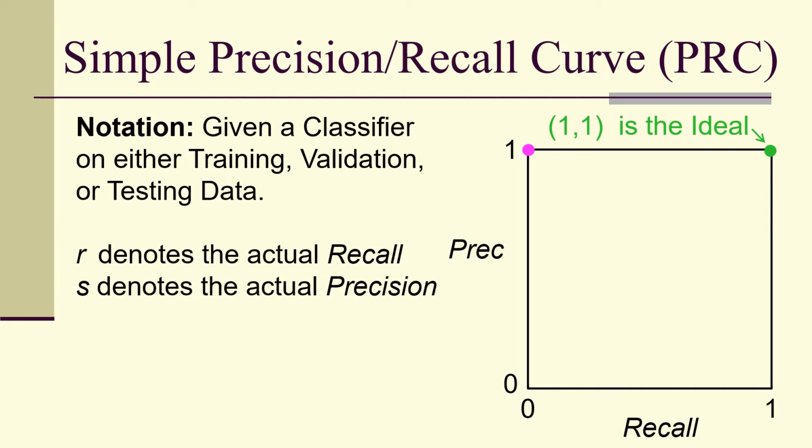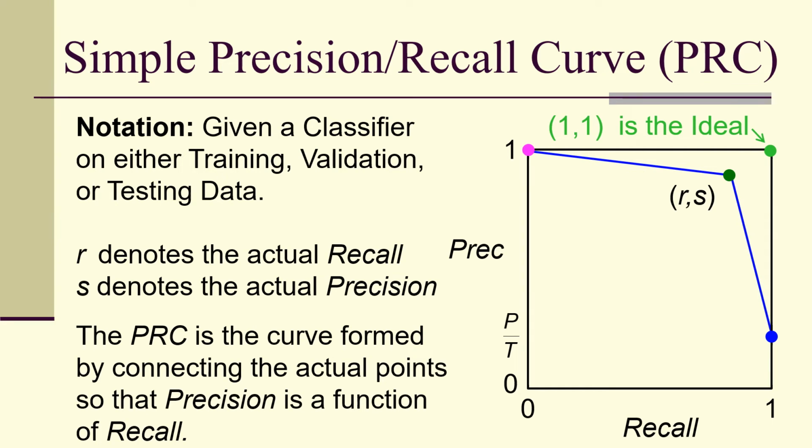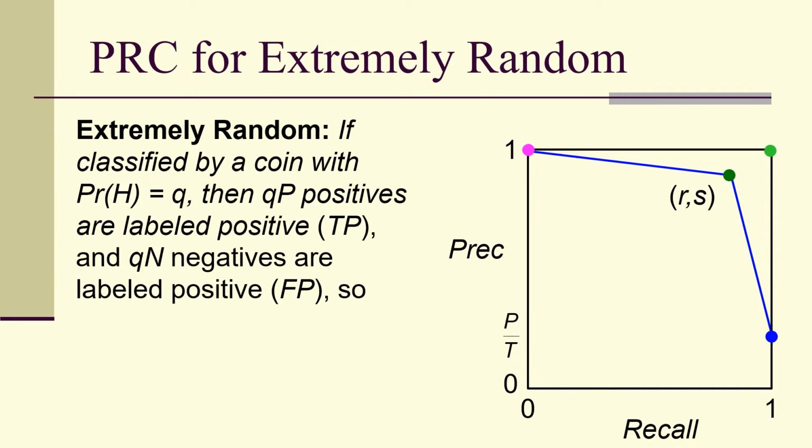And what we're going to do is let little r denote the actual recall, and little s denote the actual precision. Then P over T is what we get with a recall of 1. And we get a curve. In fact, it's a function. The precision is a function of recall.